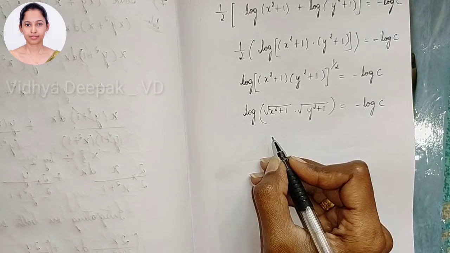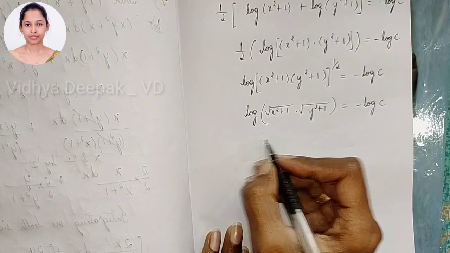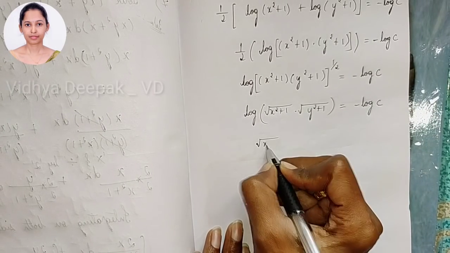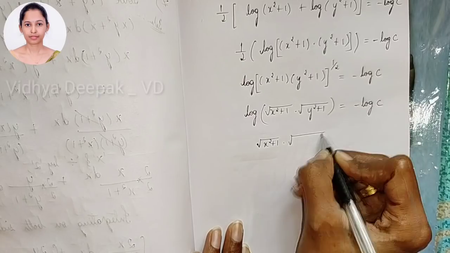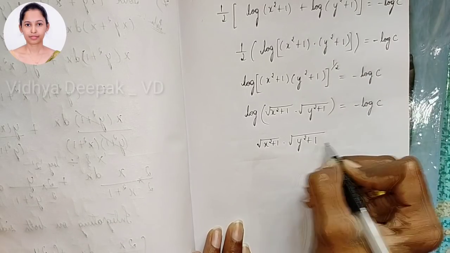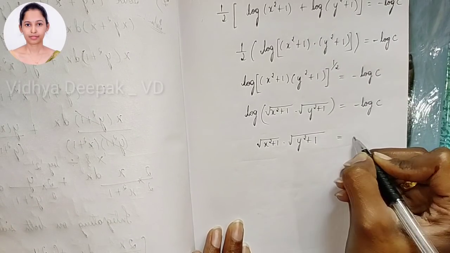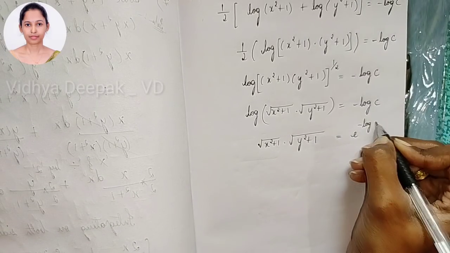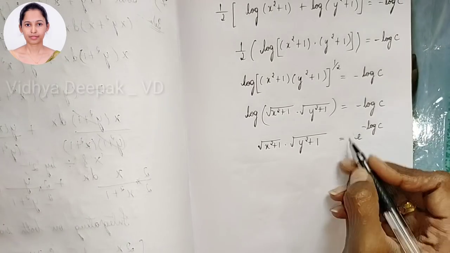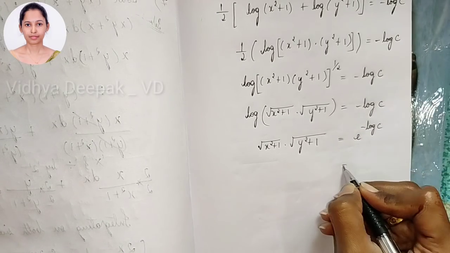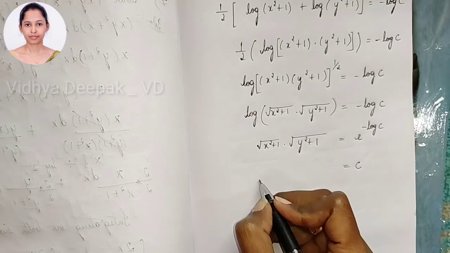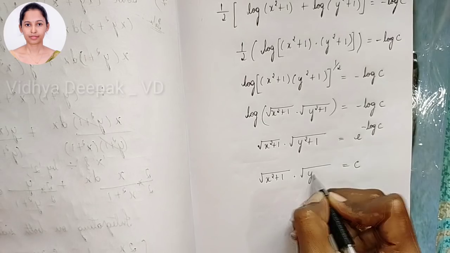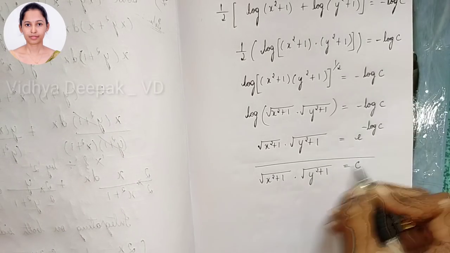So we can write this as e to the power of m is equal to, m is nothing but x square plus 1 into root of y square plus 1 is equal to e to the power of minus log of c. Here this is an integration constant. I can replace this by c. So this can be written as x square plus 1 into root of y square plus 1 equals c, which is our required differential equation.